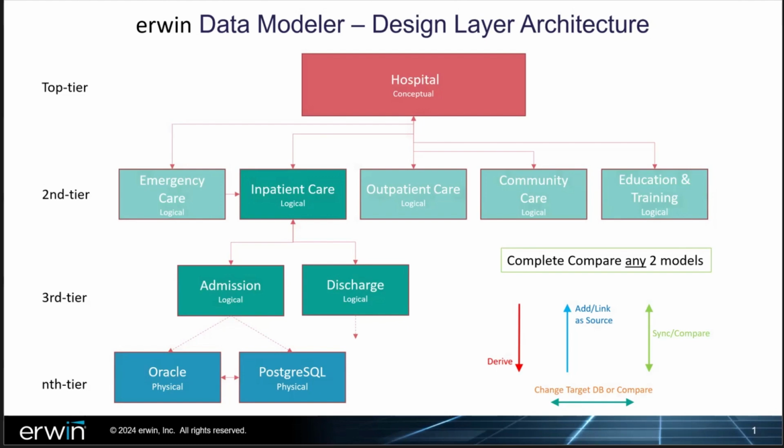And then you can go to as many levels of this logical design. So here, I've just kept it fairly simple. I've got a third tier in there for admission and discharge, which belongs to inpatient care. And then you can have a fourth tier, fifth tier, sixth tier, all the way down to where you actually get the raw data in some database somewhere.